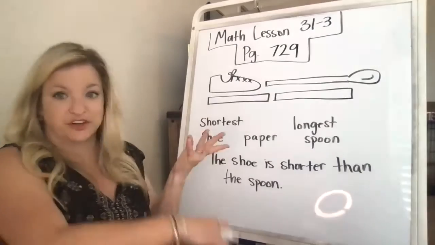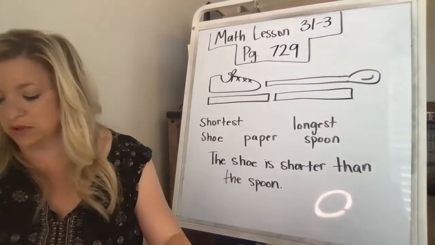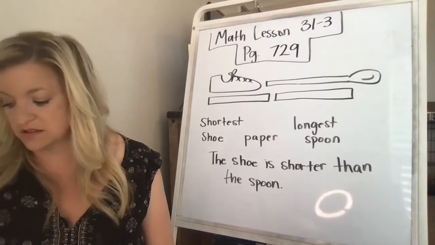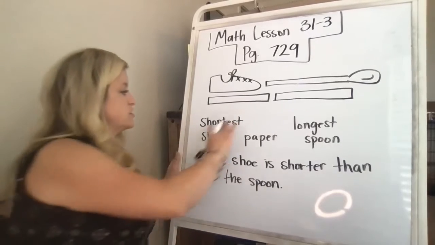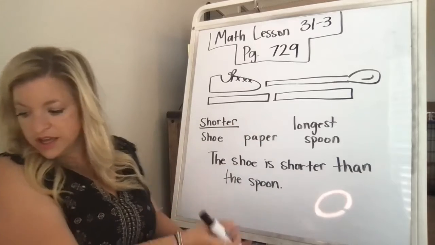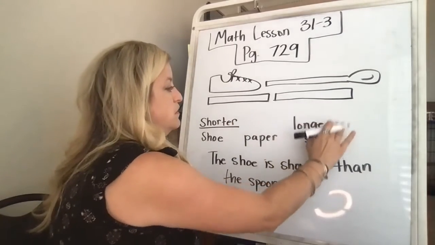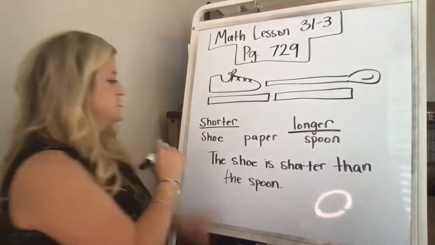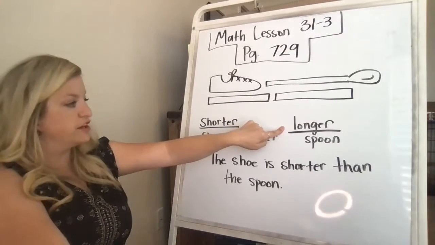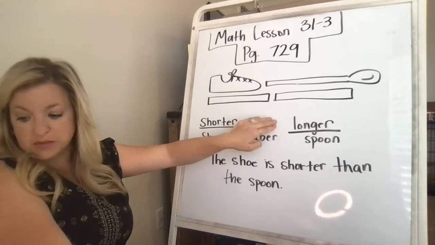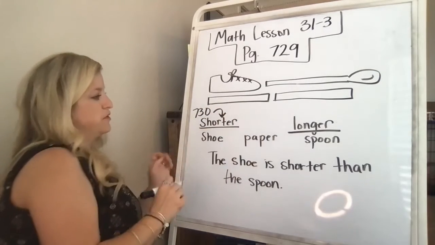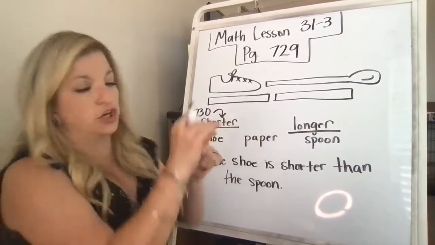There you go. Next page restates the problem and shows it to you. It says use a paper strip, compare each object to the paper, fill in the blanks. So you're going to write in the shoe is shorter. This will be the first line. And the spoon is longer. So your first line says the shoe is shorter than the spoon. The spoon is longer than the shoe. So those are what's going to go in the blanks on page 730. This one and then that one. The shoe is shorter, the spoon is longer.